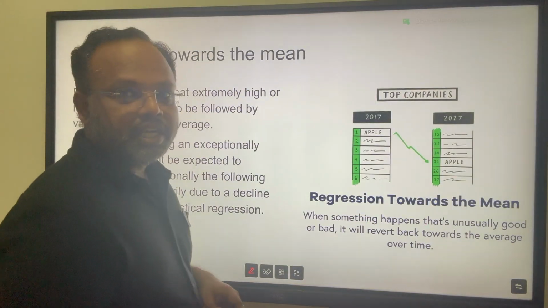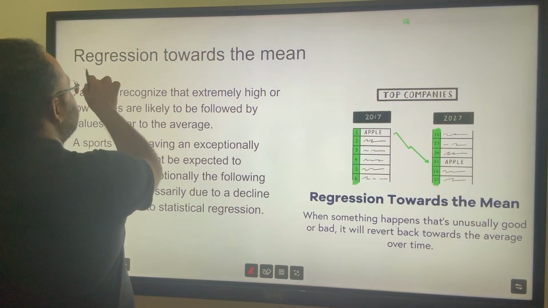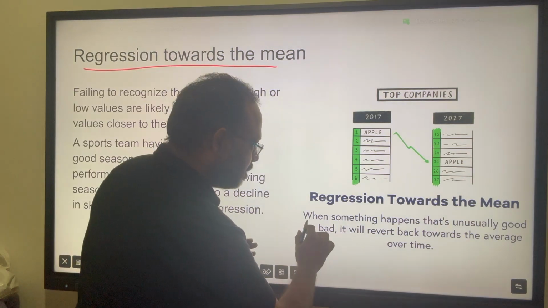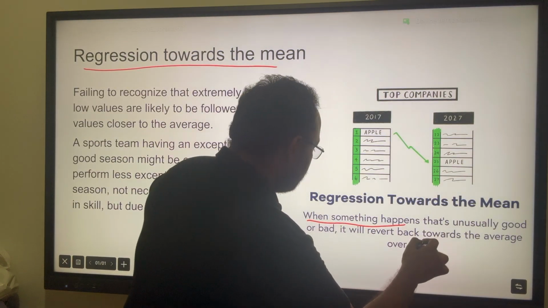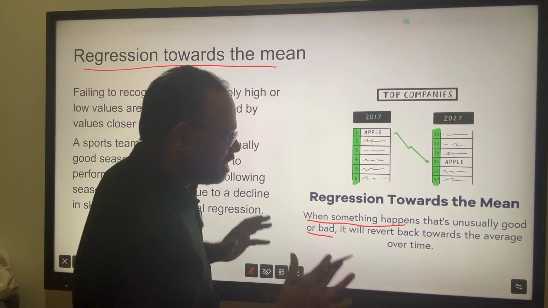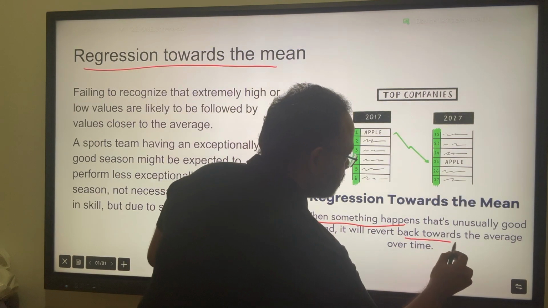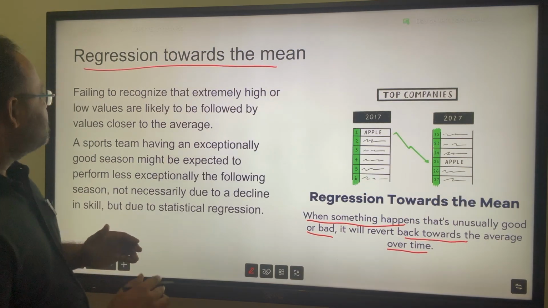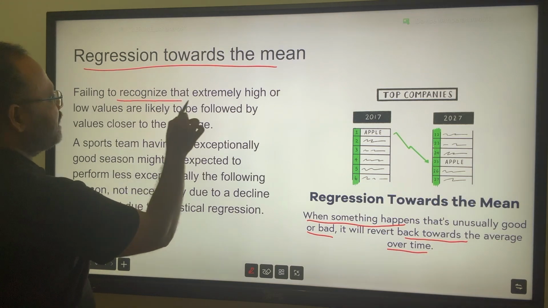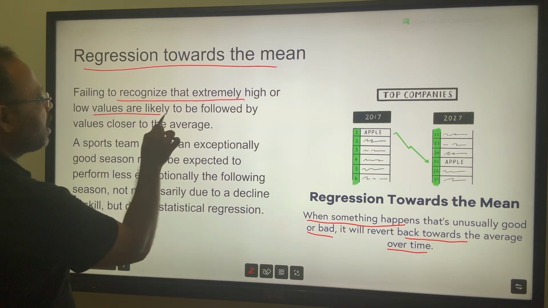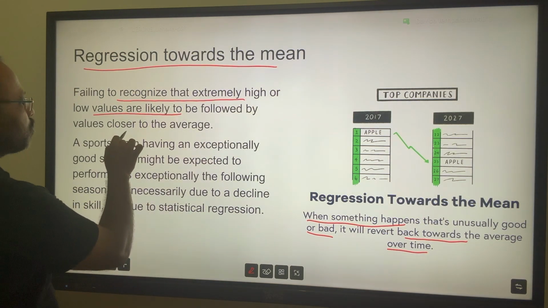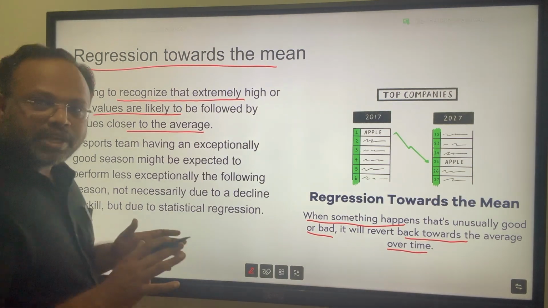Next on the list is regression towards the mean. This is a fallacy. When something happens that's unusually good or bad, that is, at the extreme values, it will revert back towards the average over time. In other words, it is failure to recognize that extremely high or low values are likely to be followed by values closer to the average. Here is one more example for this.